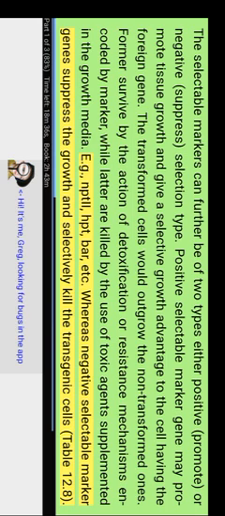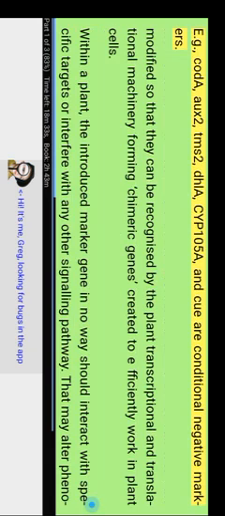Whereas negative selectable marker genes suppress the growth and selectively kill the transgenic cells. Table 12.8. E.g., CODA, OX2, TMS2, DWA, CYP105A, and Q are conditional negative markers.